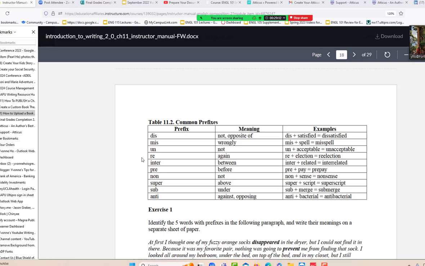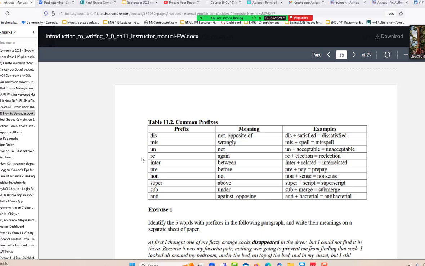Re. John was elected president. And then the next year, John was re-elected. That means he became president again. So you add the prefix re, and it changes the word elect to re-elected.